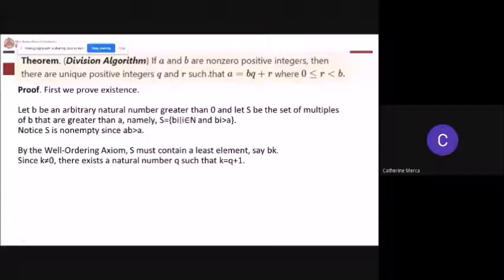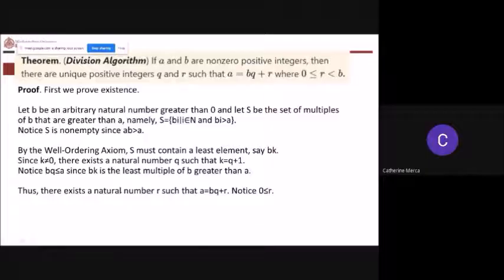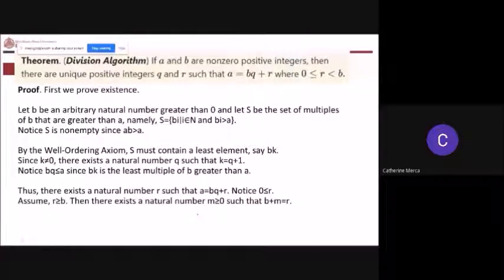Your bq is less than or equal to a, and since bk is the least multiple of b greater than a, then what do we have? You have a natural number r, where a is equal to bq plus r, where your remainder is less than or equal to b. Actually, if we assume that r is greater than or equal to b, then there exists a natural number m greater than or equal to 0 such that b plus m is equal to r. Let us see.